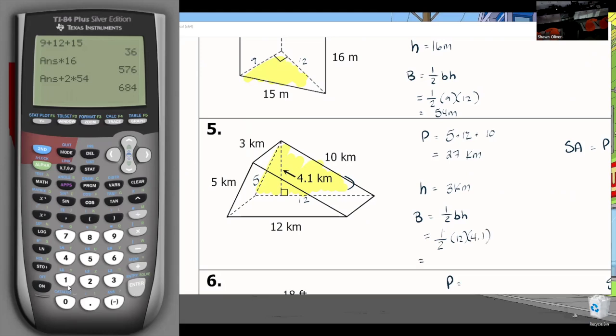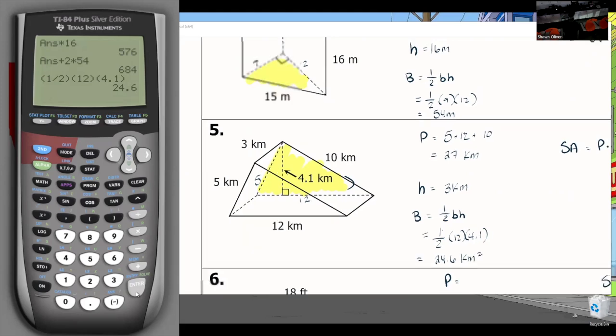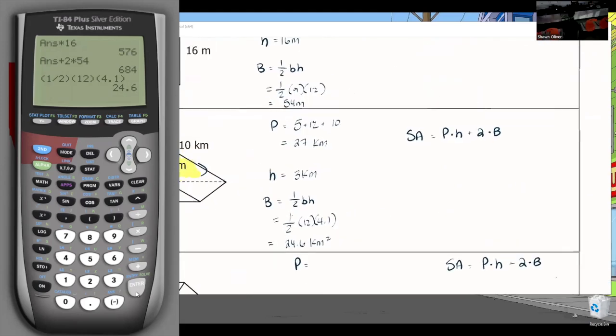So this is another way you can put in 0.5. You can just do 1 divided by 2 times 12 times 4.1. That gets us 24.6 kilometers squared. Make your science teachers happy, use your units.